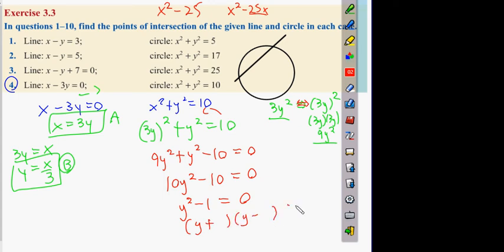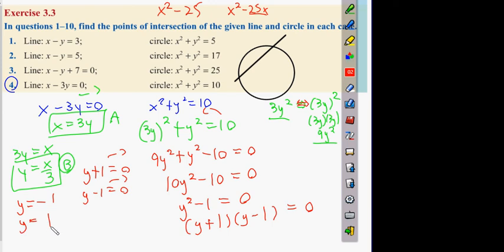What's going to be in here and what's going to be in here? 1, y minus 1. Did you go for A or B at the start? A. Okay. So guys, y plus 1 equals 0 and y minus 1 equals 0. What do we get when we bring them over to the other side? y equals minus 1, and y equals 1.